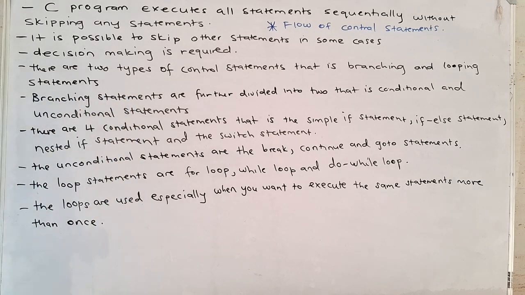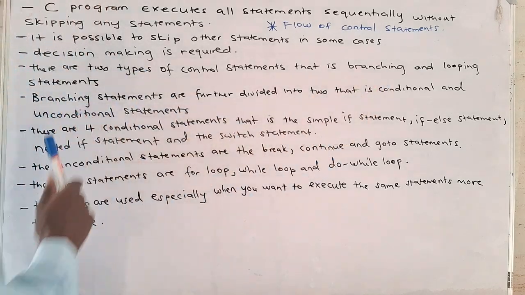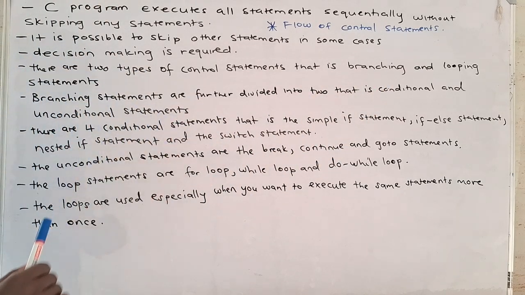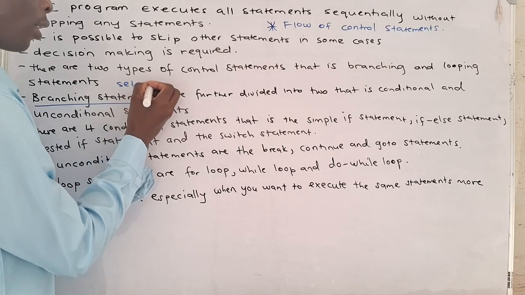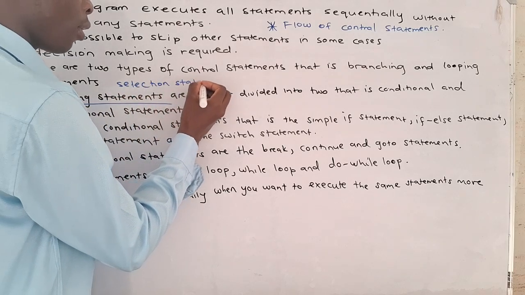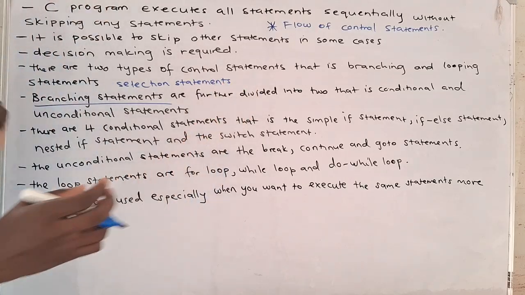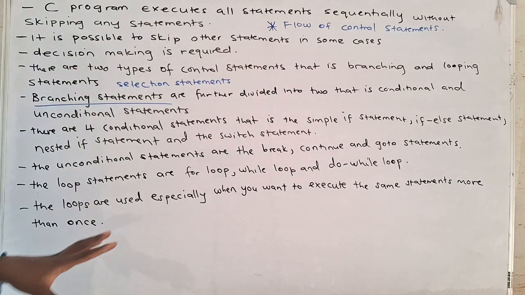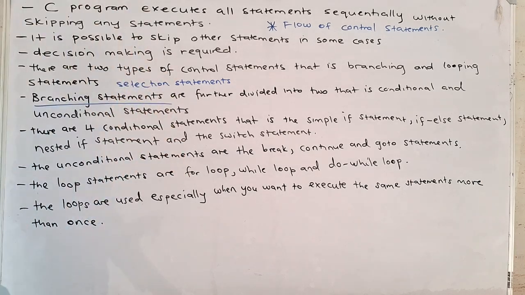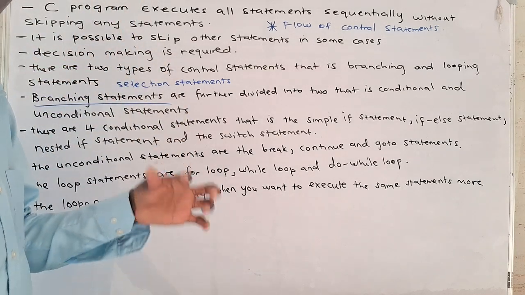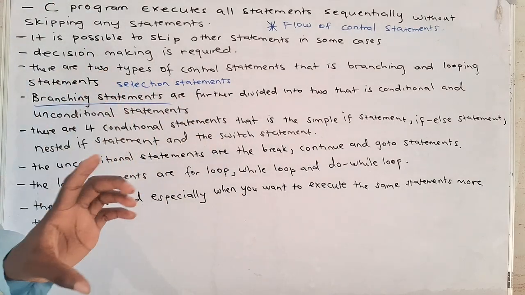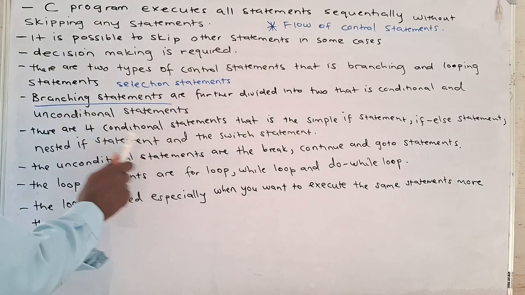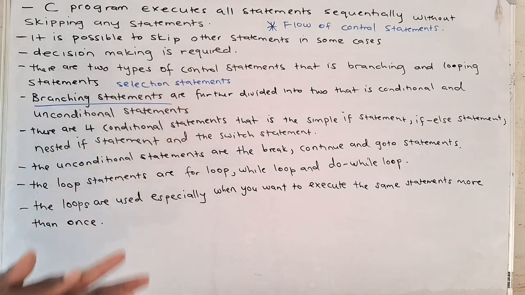We have two types of branching statements: conditional branching statements and unconditional branching statements. These branching statements are also called selection statements. I want to skip a few lines, which means you are supposed to select the lines that you want to print and the statements that you don't want to print. That's why branching statements are also called selection statements.